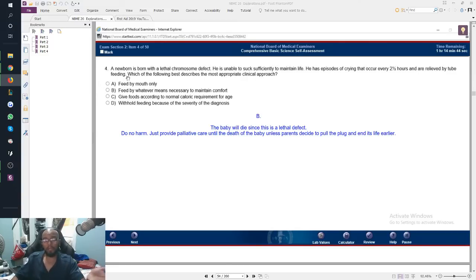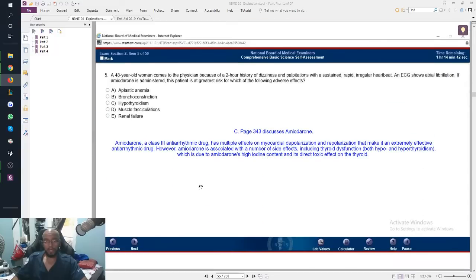Answer choice A, feed by mouth only, really doesn't fit in any way whatsoever. D really doesn't make sense because that's mean. That's really unethical, right? Withhold feeding until the baby dies. That's not cool. And C would be what you would do with a normal baby, not a baby that's got a lethal chromosome defect. Okay? So do no harm. That's basically the concept that's being tested here.